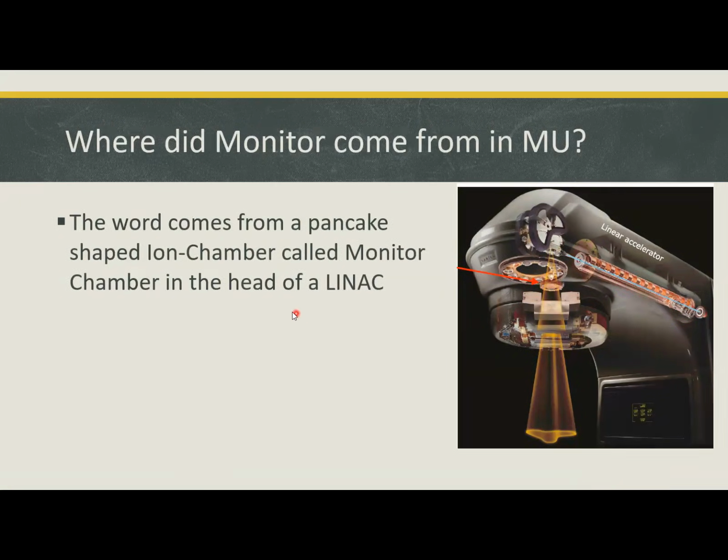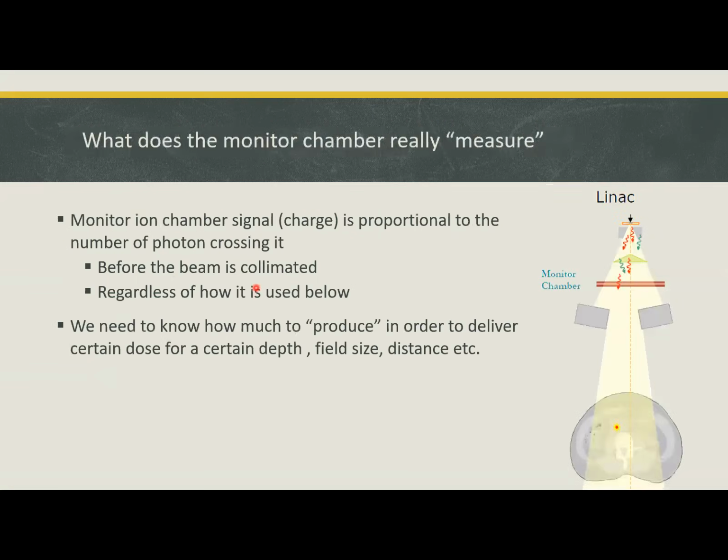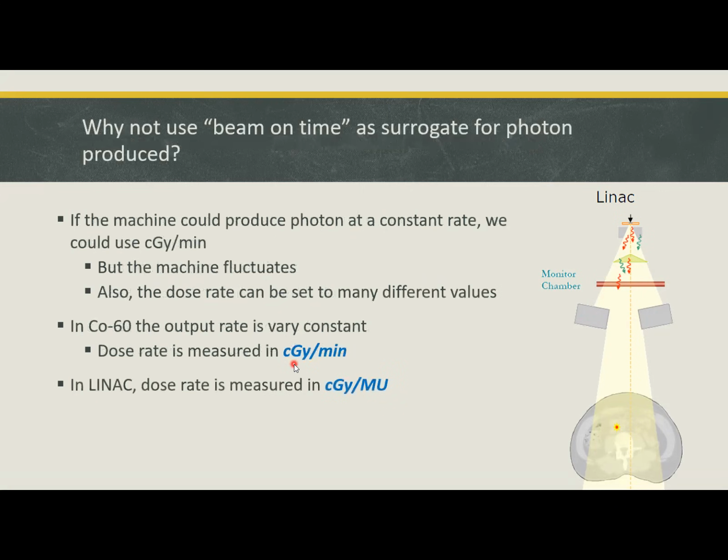The word comes from the pancake-shaped ion chamber called the monitor chamber in the head of the LINAC. What does the monitor chamber really measure? The monitor ion chamber signal is proportional to the number of photons crossing it before the beam is collimated. Regardless of how it is used below, we need to know how much is produced in order to deliver a certain dose. Why not use beam on time? If the machine could produce photons at a constant rate, we could use centigray per minute, but the machine fluctuates. Also, the dose rate can be set to many different values.